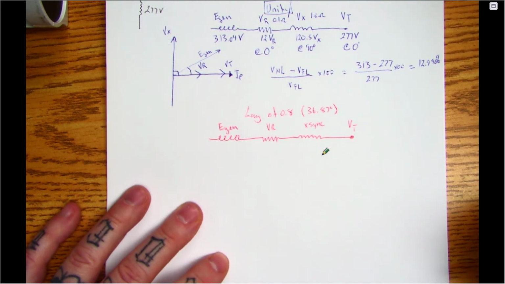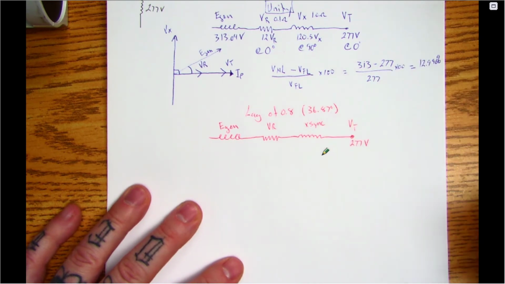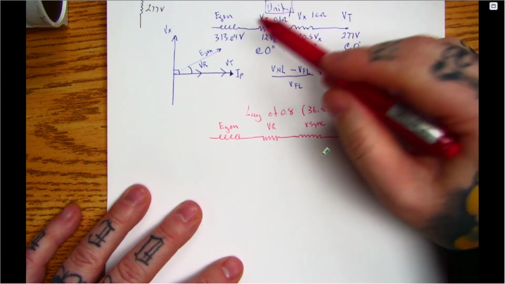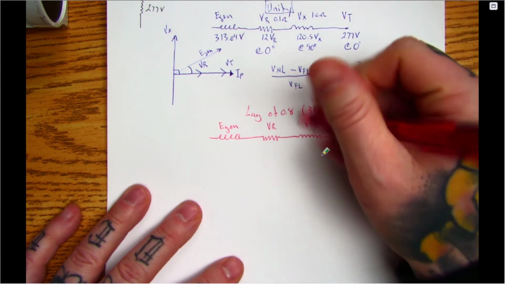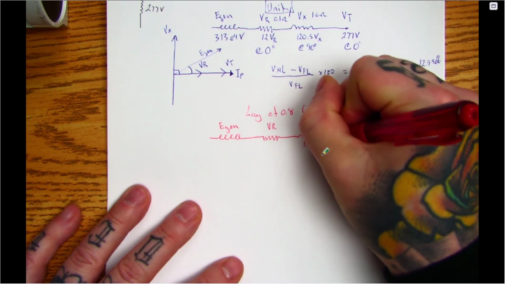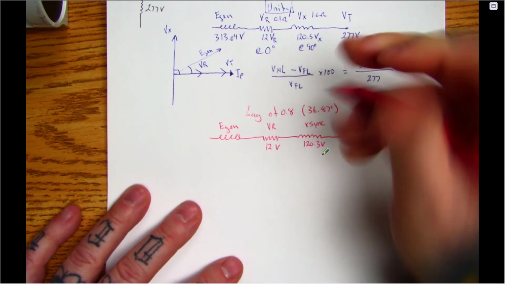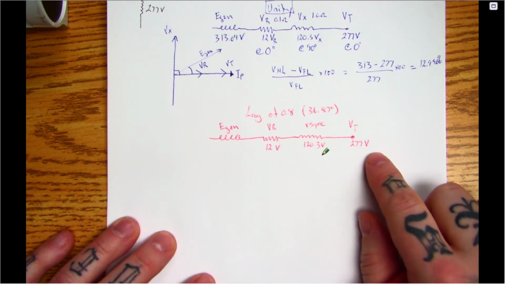Okay, so some of these values, again, I still want to maintain that 277 volts on my terminal. I'm going to get the same, because we're using the same load, so I'm going to have the same current, so I'm going to see the same volt drop. So I'm still going to see 120.3 volts here. I'm going to see 12 volts here. And this potentially is going to change because we're not at unity anymore.